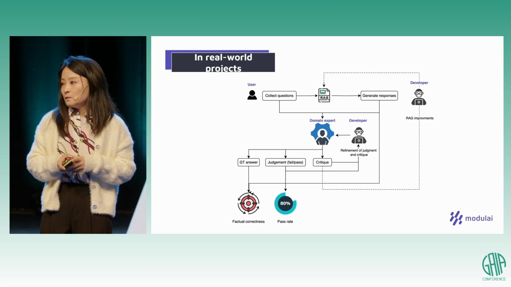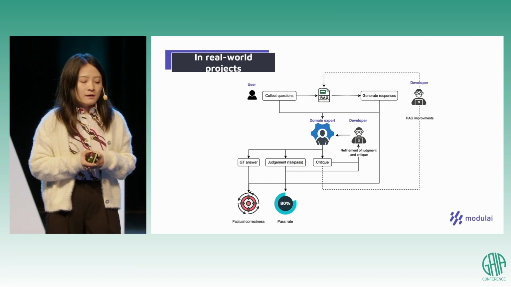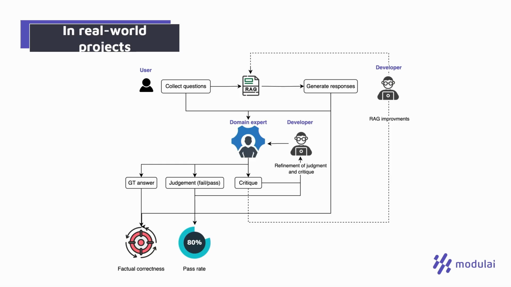All right, this slide shows how we can apply RAG evaluation in our real-world projects. We always start from collecting user questions. We want the questions to be relevant to users. Then we pass those questions to the RAG system. We get the retrieved documents and the generated response, and then we give the question, document, and response to a human expert. We ask the human expert to give us a ground truth answer for each question. This ground truth answer can then be compared with the generated response, and we can get a factual correctness score with the claim-based approach I just talked about.